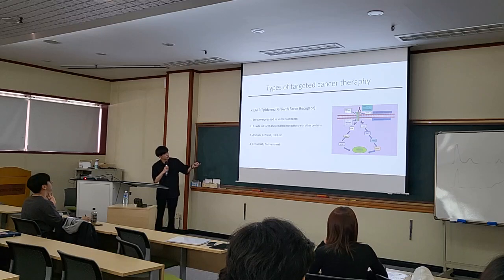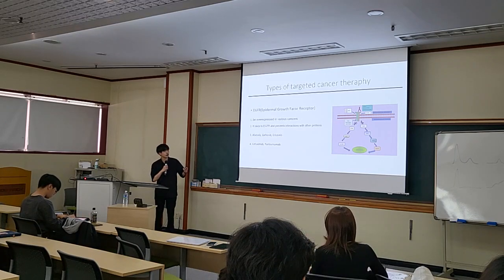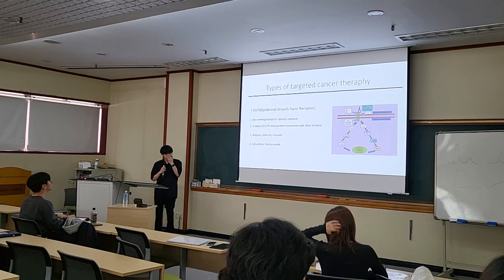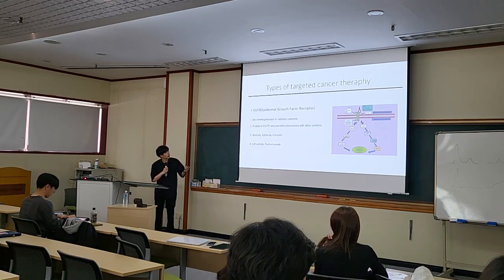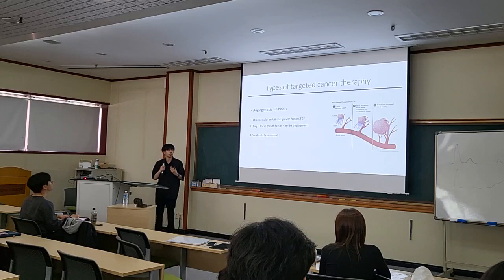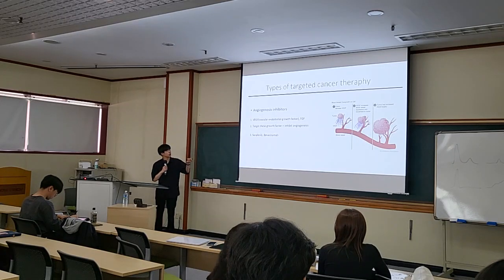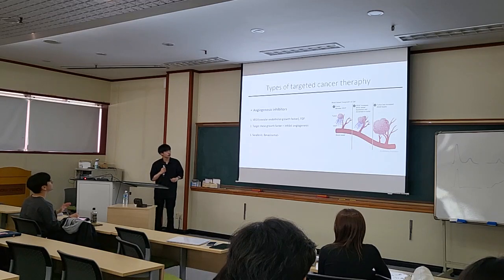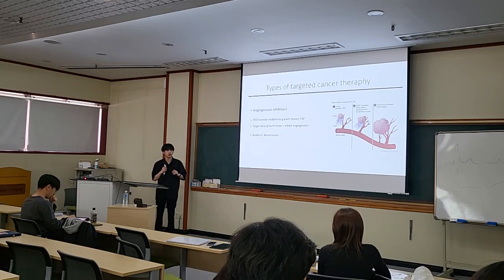These are the names of the drugs that target EGFR. The other example is angiogenesis inhibitors. Tumors need a lot of oxygen and nutrition to develop and grow, so they secrete VEGF or FGF to increase blood vessels moving toward the tumor. If we target VEGF and FGF to inhibit angiogenesis, nutrients and oxygen cannot go to the tumors, so the cancer cells die. These are examples of angiogenesis inhibitors.